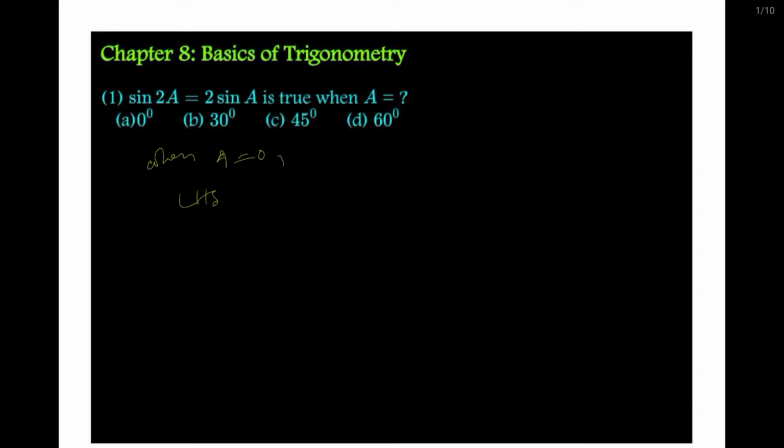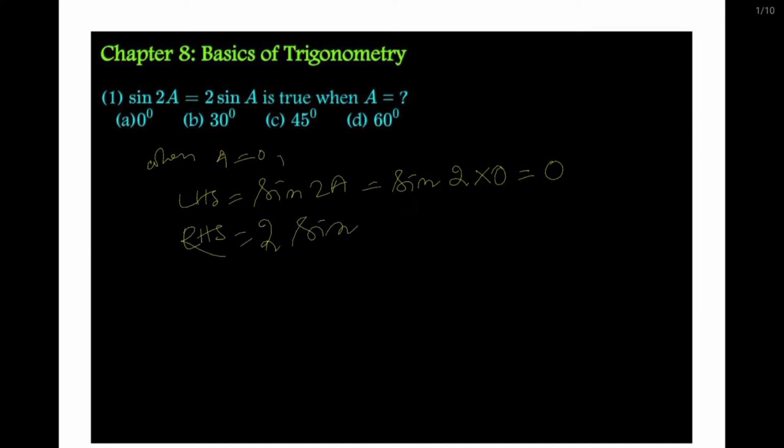When A is equal to 0, we'll check the left hand side. Left hand side is sin 2A, and sin 0 is 0, so the whole thing will be 0. If we take the right hand side, it is 2 sin A, and 2 sin 0, and sin 0 is 0, so 2 into 0 is again 0. So here we can see that left hand side becomes equal to right hand side for A equal to 0, so this will be the answer.